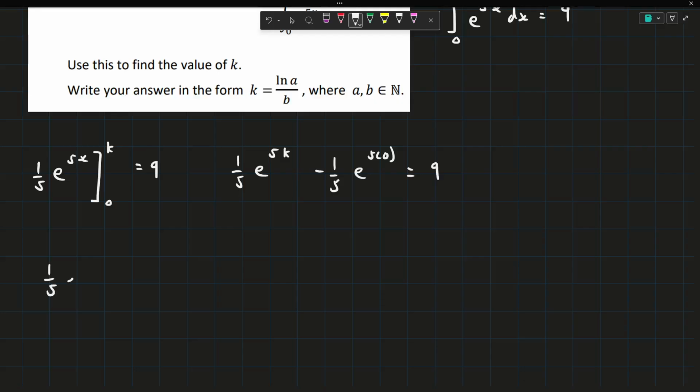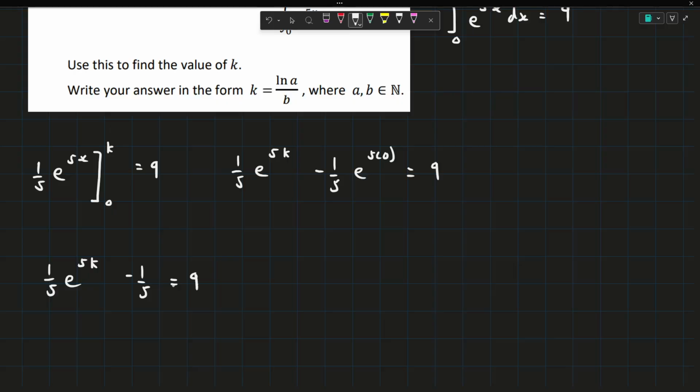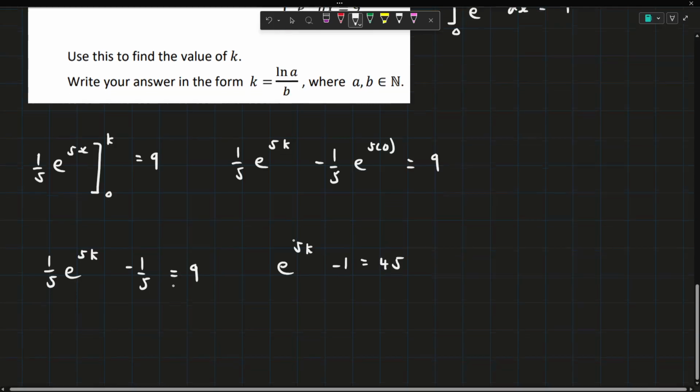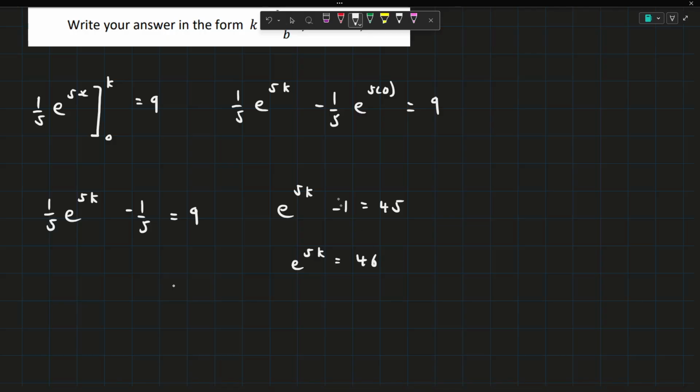We'll have 1 over 5 e to the 5k minus 1 over 5, and then we have e to the power of 0, which is equal to 1. So that's just going to be minus 1 over 5 equals 9. And now we can multiply across by 5. And we can say that e to the 5k minus 1 is equal to 9 by 5, which is 45. So e to the 5k is equal to 46 by bringing the minus 1 to the other side.